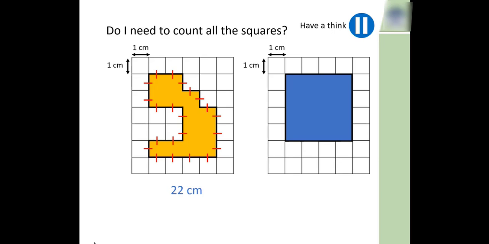How about our other shape? Here, I have counted one side. One side of my shape is 4 centimetres. And I can see that this shape is a square. A square has 4 equal sides. So if I know that one side is 4 centimetres, then 4 centimetres multiplied by 4 is equal to 16 centimetres. This square has a perimeter of 16 centimetres. So for this shape, I don't need to count all the squares.